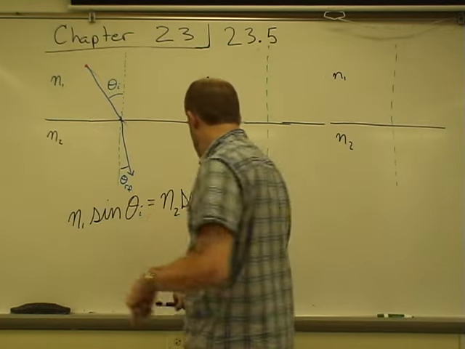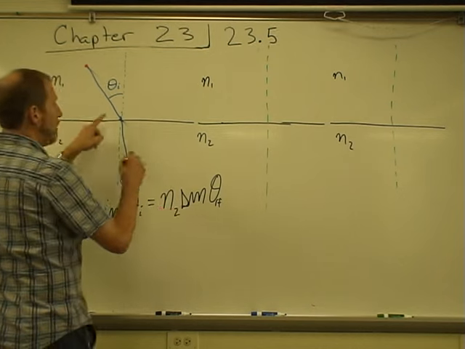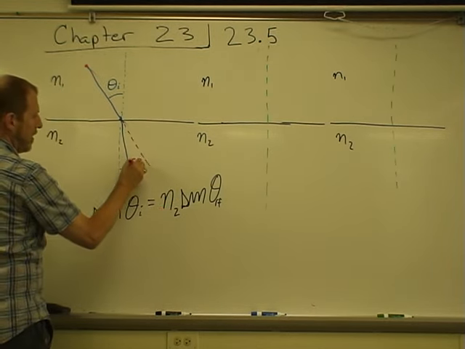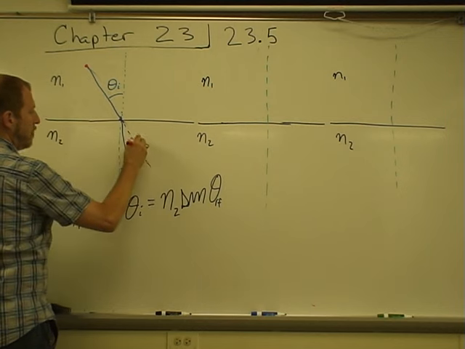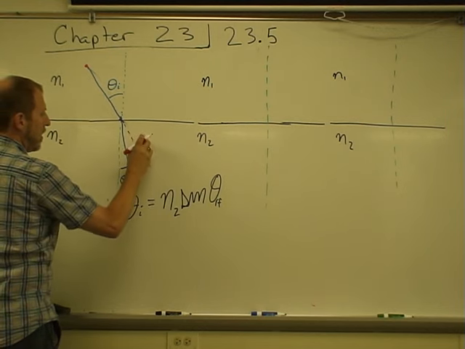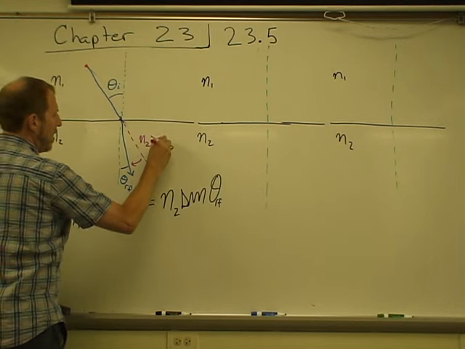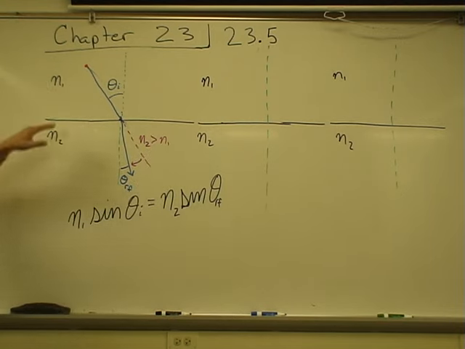Now, in this case, this is bending inward. This is what it will look like if the light is traveling from some material that's got a low index of refraction into a material that's got a higher index of refraction. It's going to bend toward the normal.